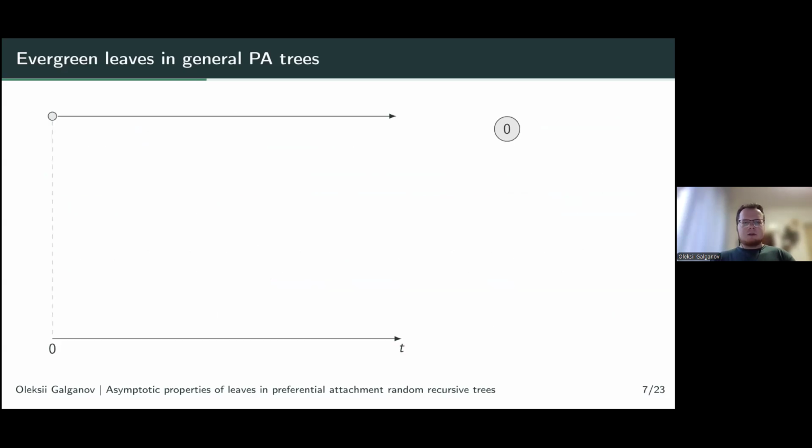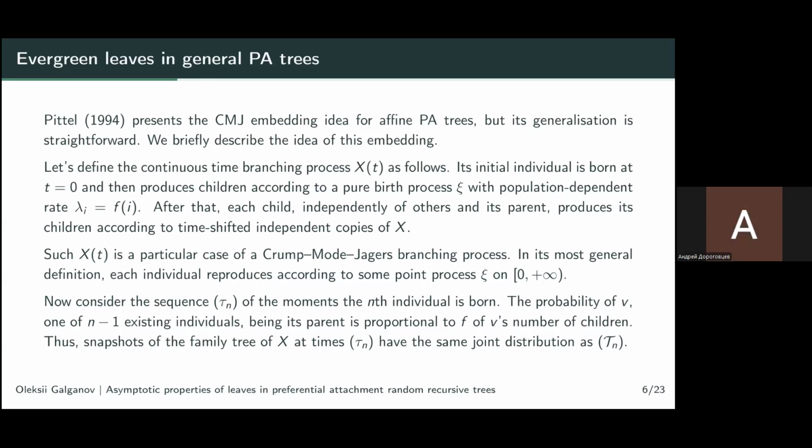So let me just give an illustration of how this embedding works. Maybe we can say that now your tree looks like an included Markov chain, like a usual continuous time Markov process. Exactly. So in this case, specifically, this birth process is the pure birth process. So in this way we include the birth process.